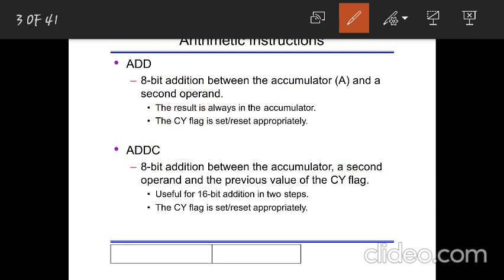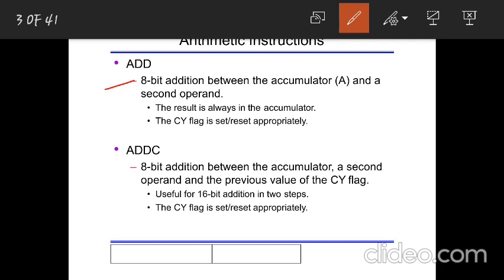Next, ADDC. See, ADDC is nothing but for 16-bit addition you will generally take this. Okay, so 8-bit addition between the accumulator, the second operand, and the previous value of the carry flag. So what it does is it will add the accumulator, the second operand, and also if you have a carry in the PSW register, the previous value carry, it will also add that. Why am I telling this is because generally for 8-bit addition you will consider ADD.